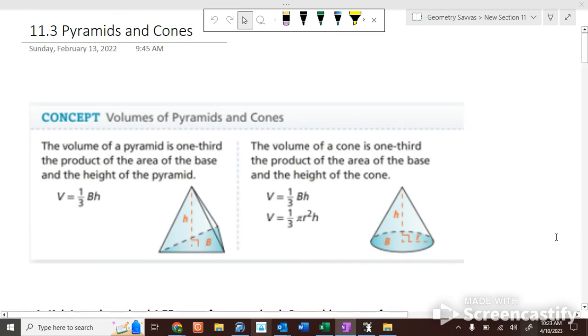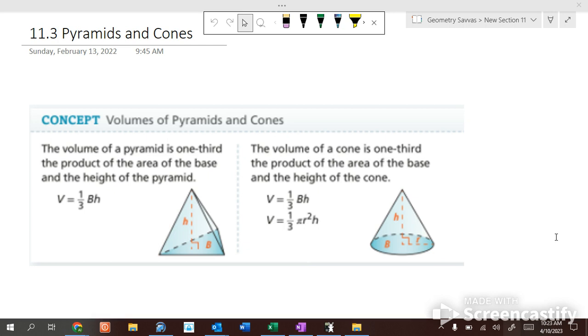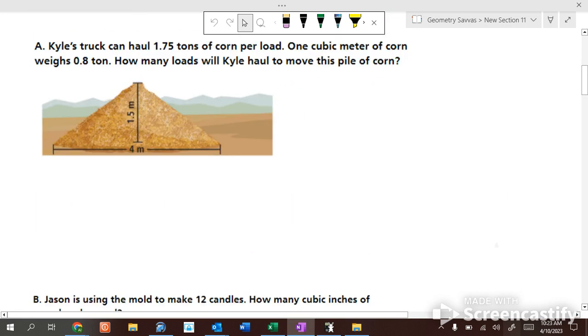We're working with volumes of pyramids and cones. So, volumes of prisms and cylinders was the area of the base times the height. When things come up to a point, it's 1/3 the area of the base times the height. Okay, that's pretty easy. If it's a prism, area of the base times the height. But if it's like this, it's 1/3 the area of the base times the height. Okay? All right.